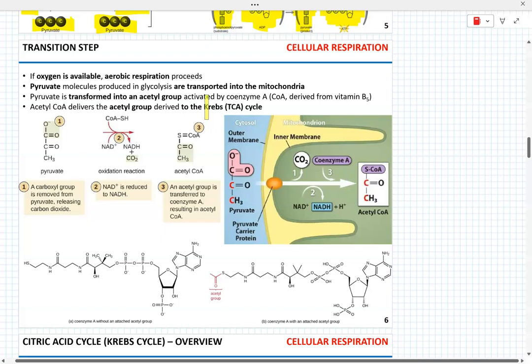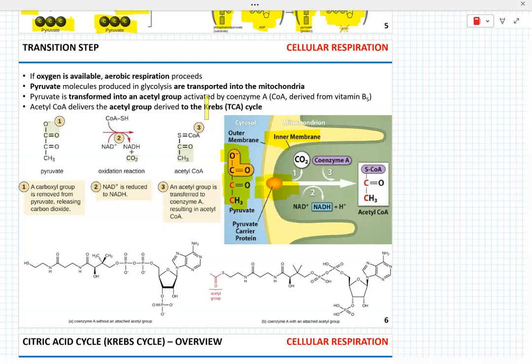Right now we are at the decision-making point. If oxygen is available within the cell, then pyruvates that were produced during glycolysis will enter subsequent steps of aerobic respiration. These pyruvate molecules, shown here, enter the mitochondria by the pyruvate carrier protein. This process does require ATP. It is a primary active transport. And eventually, pyruvate ends up in the matrix of mitochondria, beyond the inner membrane.